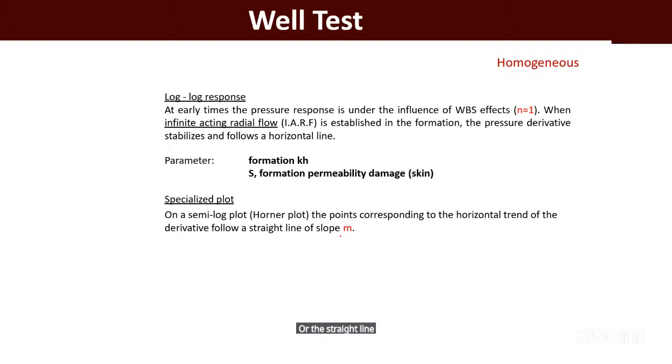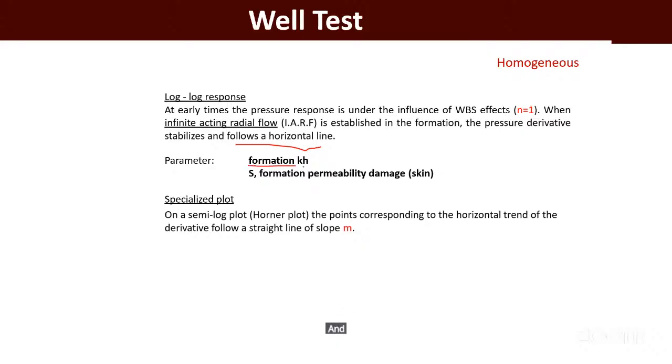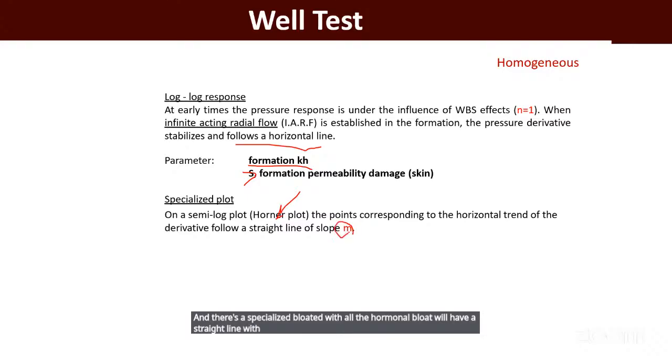So we will have either this line on the log-log plot or this straight line slope on the Horner plot. As a log-log response, it will be a horizontal line, and its parameters depend on the permeability and the skin, of course. And with the specialized plot, or the Horner plot, we will have a straight line with a defined slope called m. If you go back to your college notes, you will see that m can be used to calculate the permeability and then skin as a function.